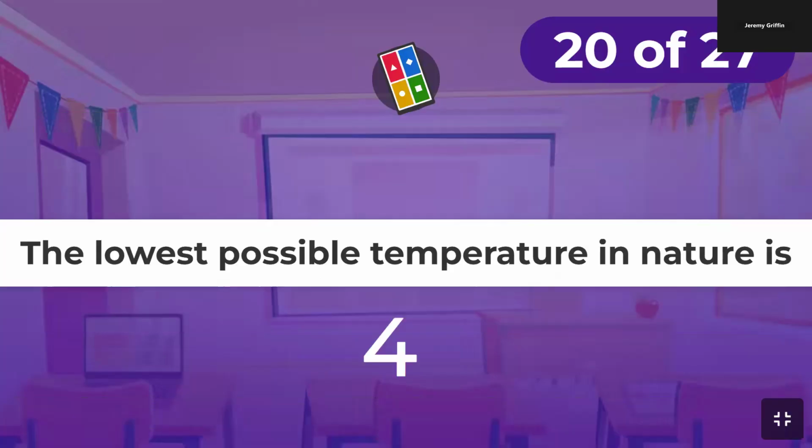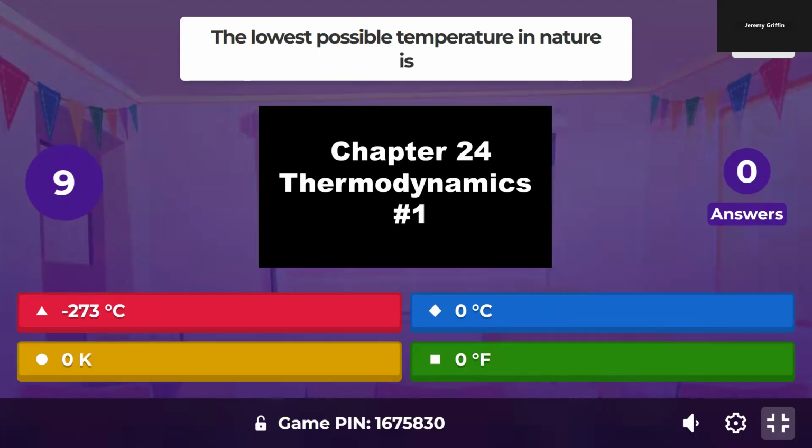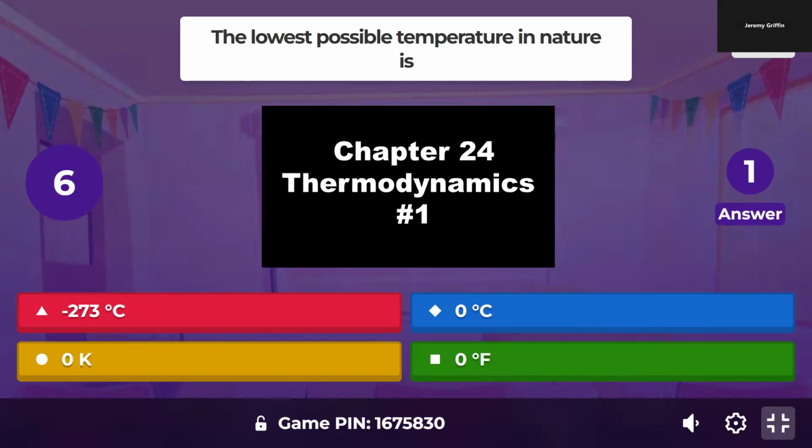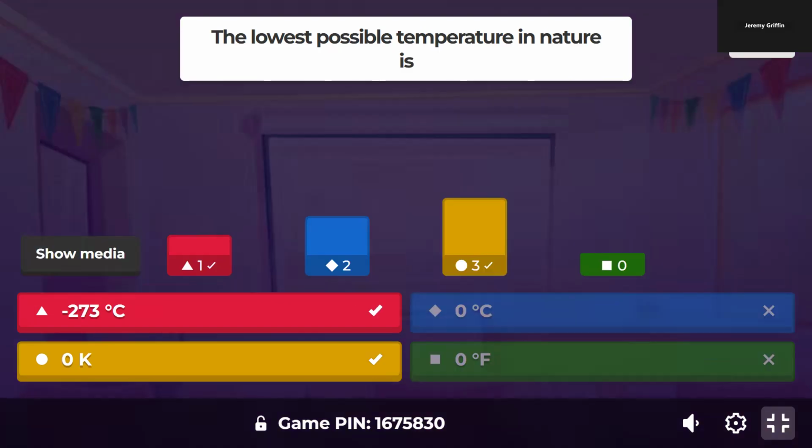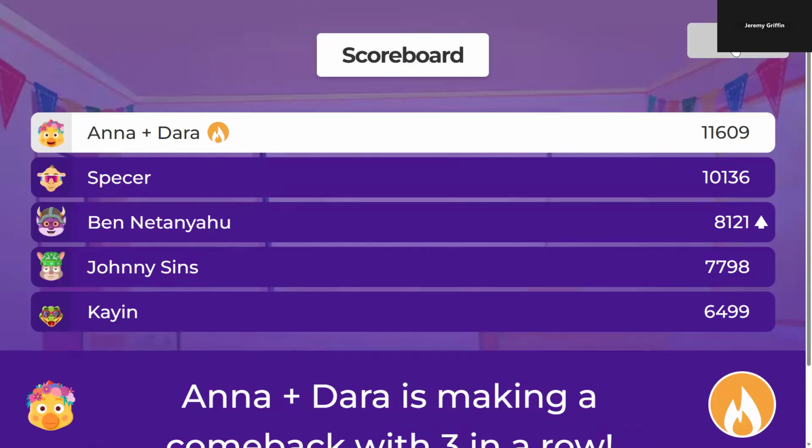All right. Lowest possible temperature in nature. Yeah, basically two correct answers. 0 Kelvin, but also negative 273 degrees Celsius. It's negative 273.15 or so, but it's around that. Both of those would be good answers. These other ones, the Celsius and Fahrenheit, are just kind of arbitrary values. Celsius and Fahrenheit can both go negative.